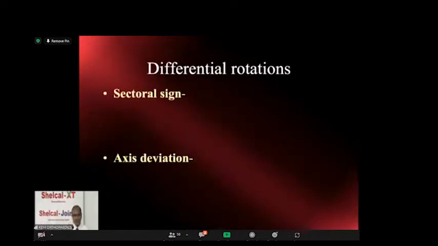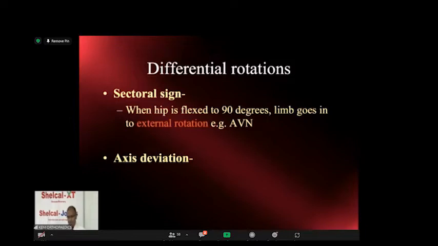Next, about rotation, there are two important things which are asked. One is Drehmann's sign, one is axis deviation. Many of you will get these avascular necrosis cases, one-side AVN affection. So when the hip is flexed to 90 degrees, the limb goes into external rotation. That is known as Drehmann's sign.